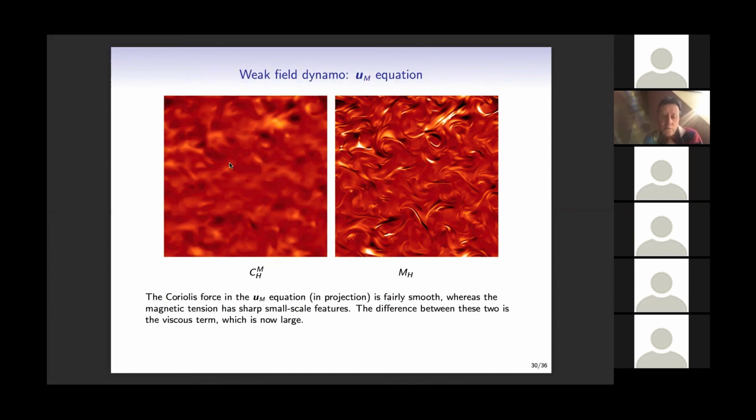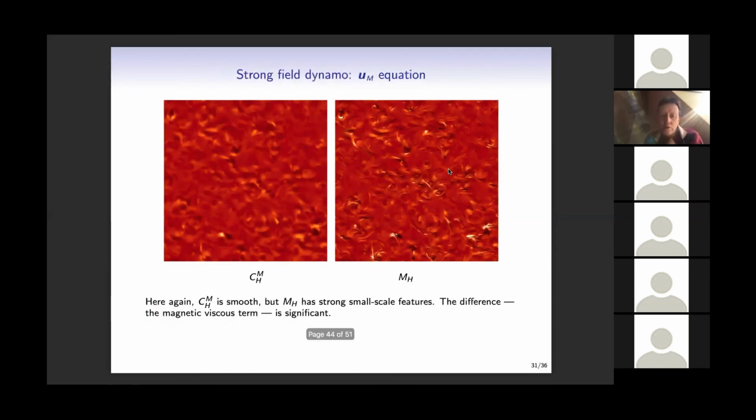What about the magnetic equation? This is the projection of the Coriolis term in the magnetic equation, and this is the projection of the magnetic term. And you can see that the difference between them is the viscous term, and that's huge, right? This is smooth, and this is anything but smooth. So the magnetic viscous term really matters. Now you say, okay, that's a weak field equation. That's not what people are bothered about. People are bothered about the strong field equation.